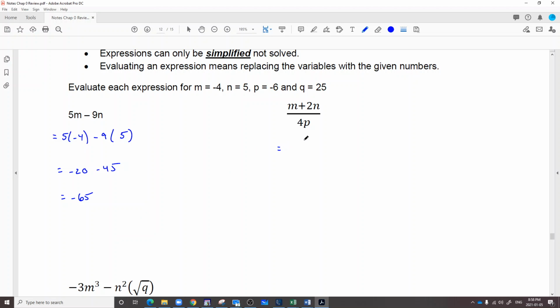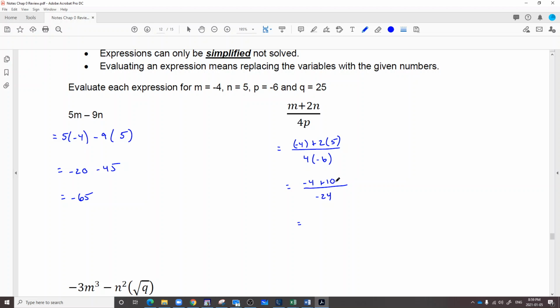All right, then we can have one with fractions. So again, first thing I'm going to do is just replace all the variables with brackets so that I know where to sub in. So for m, I'm going to put in -4. For n, I'm going to put in 5. And for p, I'm going to put in -6. And then I'm just going to do as I did in the other questions. I'm going to evaluate my numerator. So -4, and then I've got 2 times 5 is 10. In the denominator, I could do my multiplication to get -24.